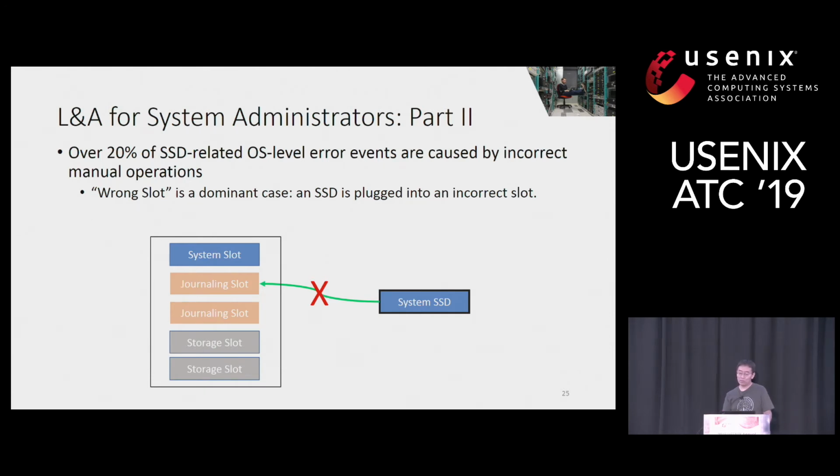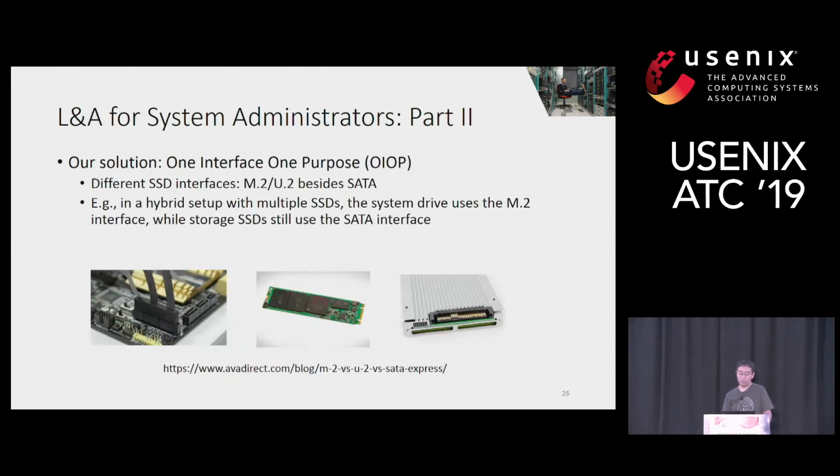Another lesson we learned is that a significant amount, 20% of the time, the failures are caused by human errors, caused by the wrong slot. People stuck the system drive into data drive slots. And the solution we came up with is called one interface, one purpose. We intentionally choose different interfaces: M.2 for the system drive and SATA for the data drive.